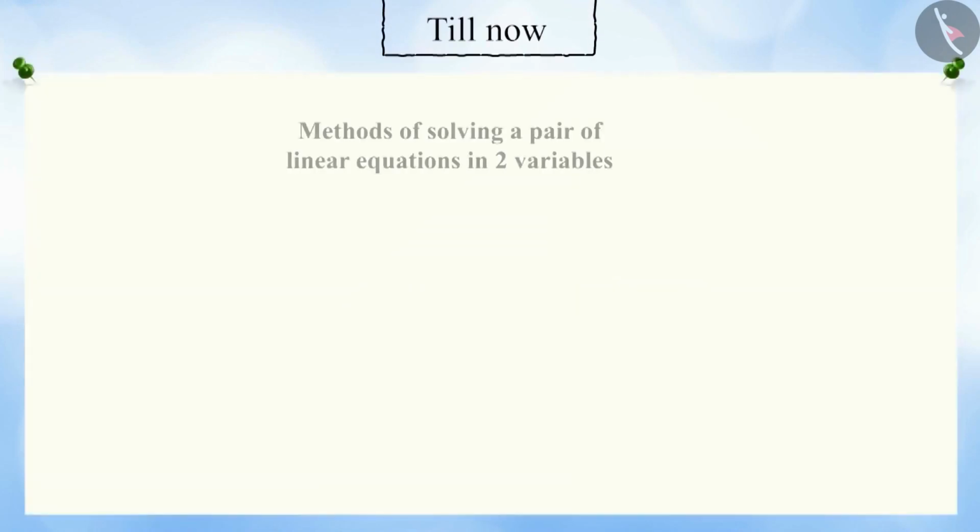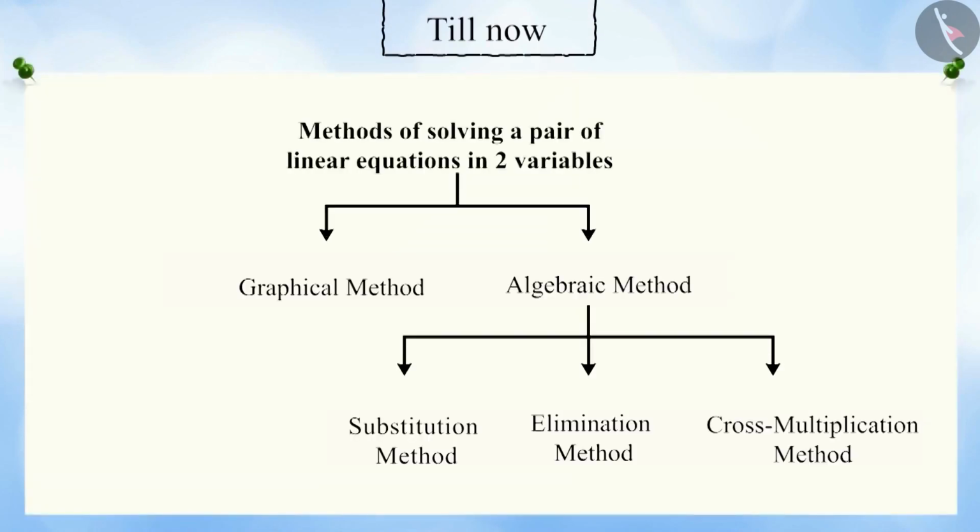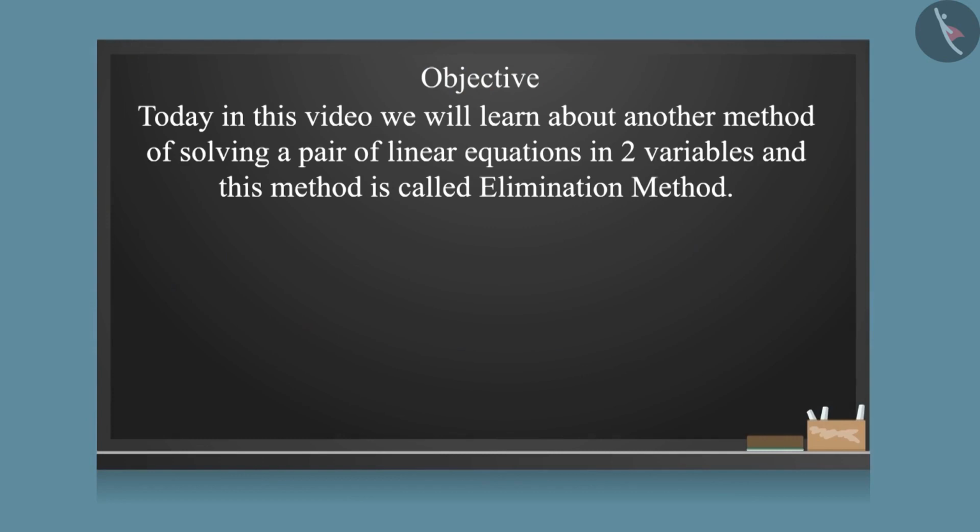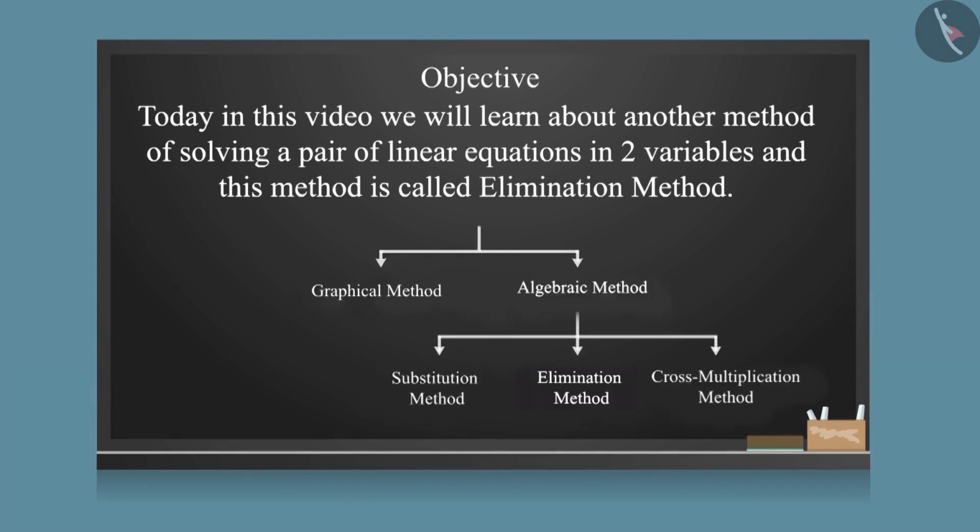Up until now, we have studied the following methods of solving linear equations in two variables: the graphical method and the substitution method. Now, as we move forward, we'll study another algebraic method of solving a pair of linear equations in two variables, and this method is called the elimination method.